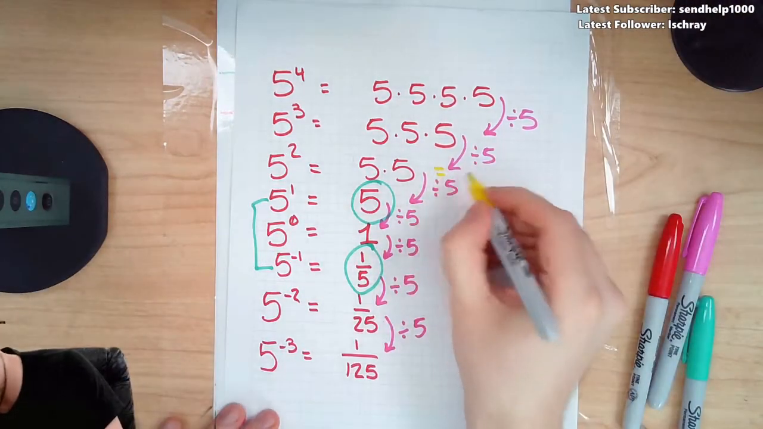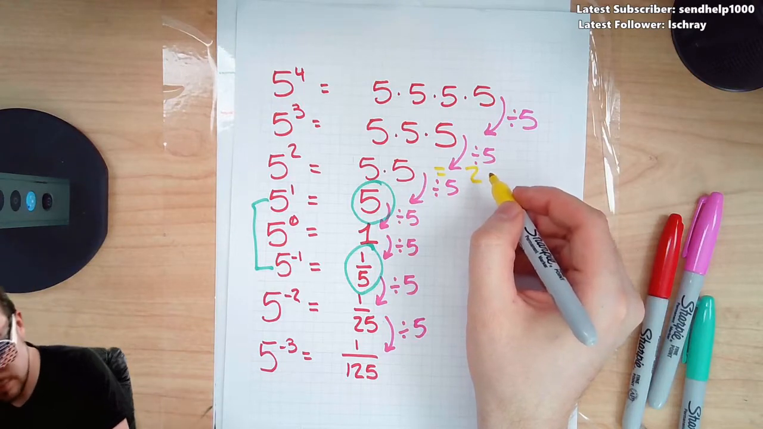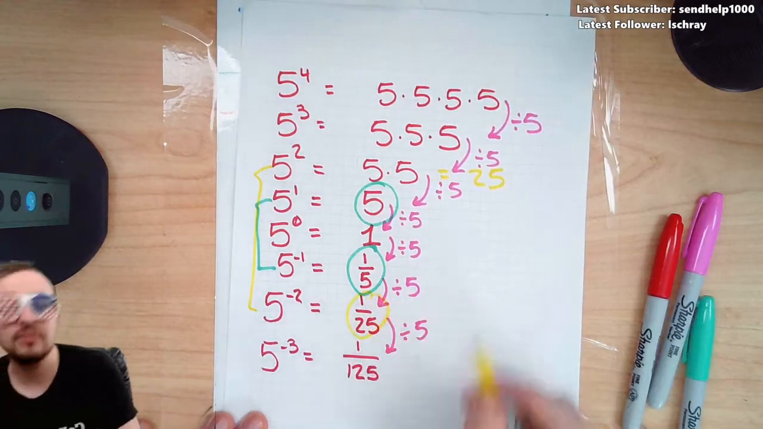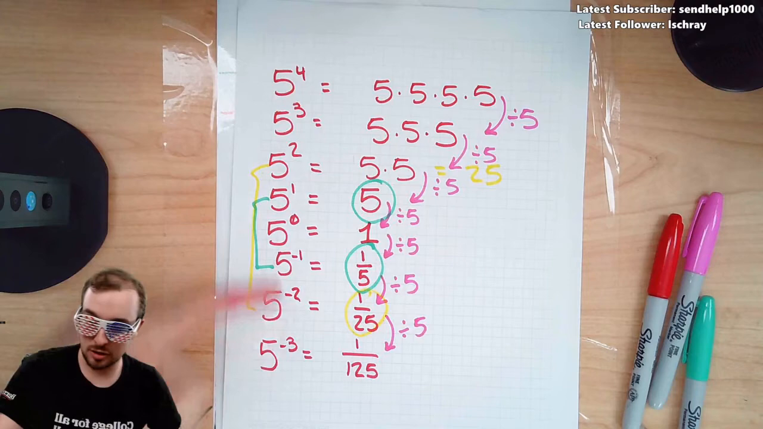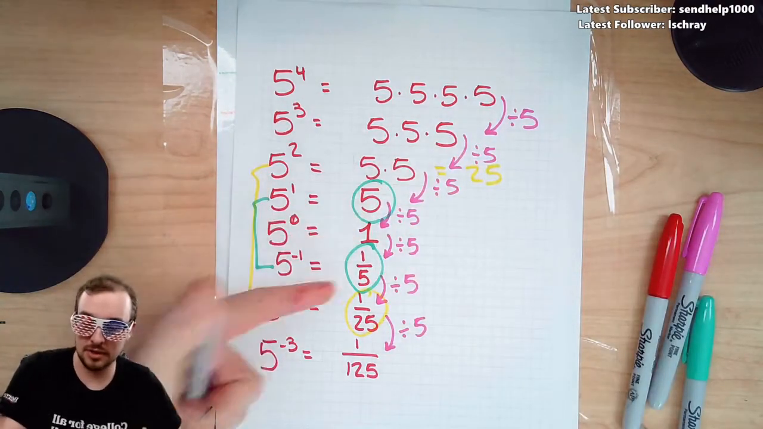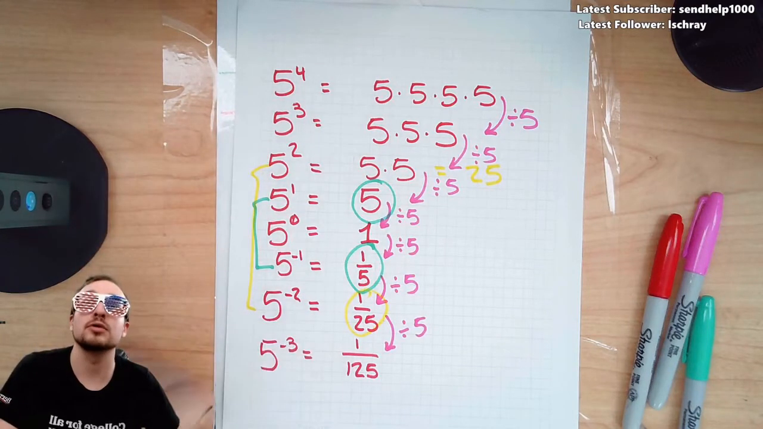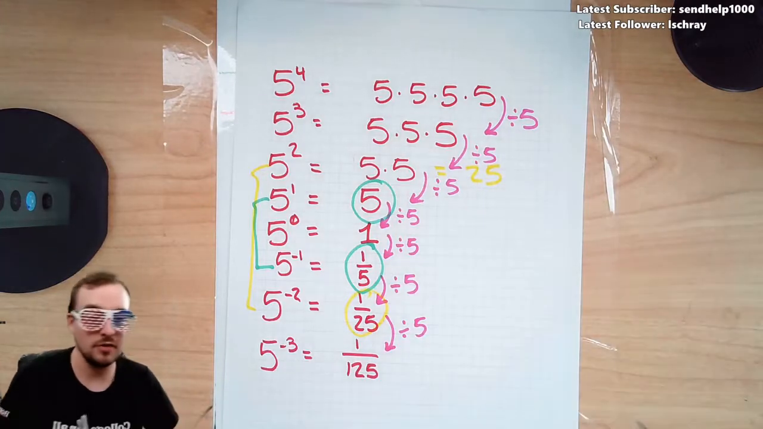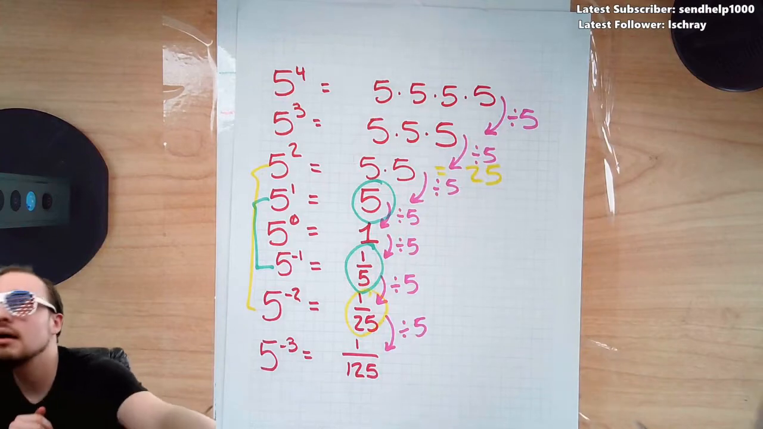5 cubed is 125. And this is 1 over 125. It's the reciprocal. It's the flip, right? So as soon as we go negative, what we're doing is the same thing we did up here, but we're flipping it. 5 becomes a fifth. 5 squared is 25, so 5 to the negative second is 1 over 25. Okay? How we feel about that?